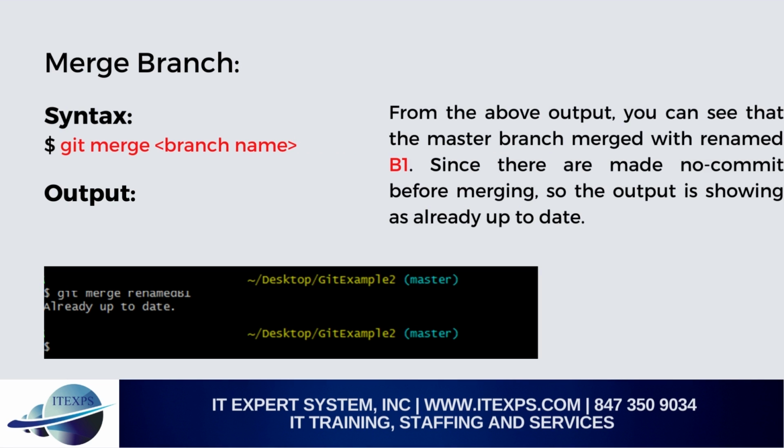Merge branch. Git allows you to merge the other branch with the currently active branch. You can merge two branches with the help of the git merge command. The command as per shown is used to merge the branches. Output. From the above output, you can see that the master branch merged with renamed B1. Since no commit was made before merging, the output shows already up to date.